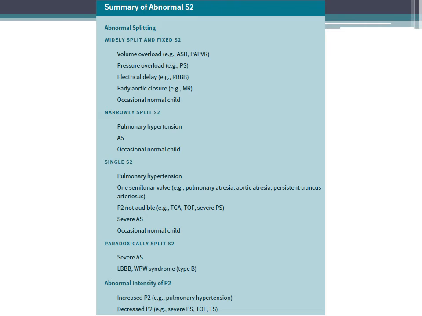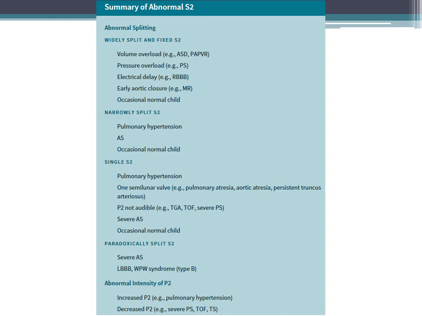The absence of splitting, like a single S2, or a widely split S2 that doesn't vary, indicates an abnormality. An abnormal splitting can be in the form of wide splitting, narrow splitting, a single S2, or even a paradoxical splitting of the S2, which is pretty rare. A widely split and fixed S2 is found in conditions that prolong the RV ejection time, or that shorten the LV ejection. So therefore, it's found in ASDs or partial anomalous pulmonary venous return. In other words, conditions in which the amount of blood ejected by the RV is increased, or volume overload. It can also be seen in pulmonary stenosis. So the valve stenosis prolongs the RV ejection time, and that's a pressure overload.